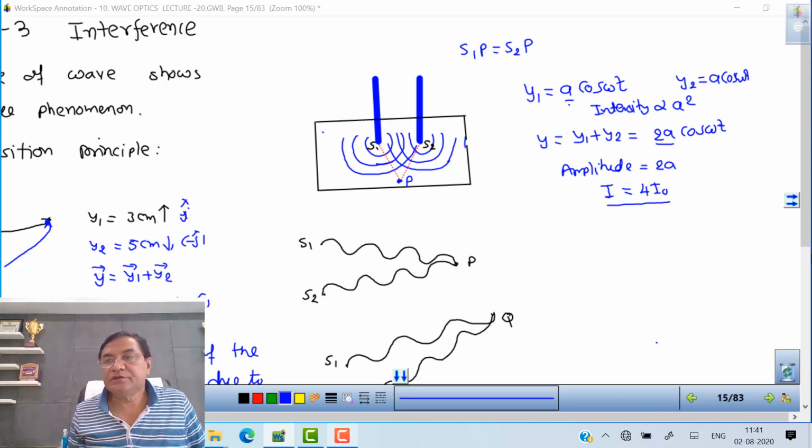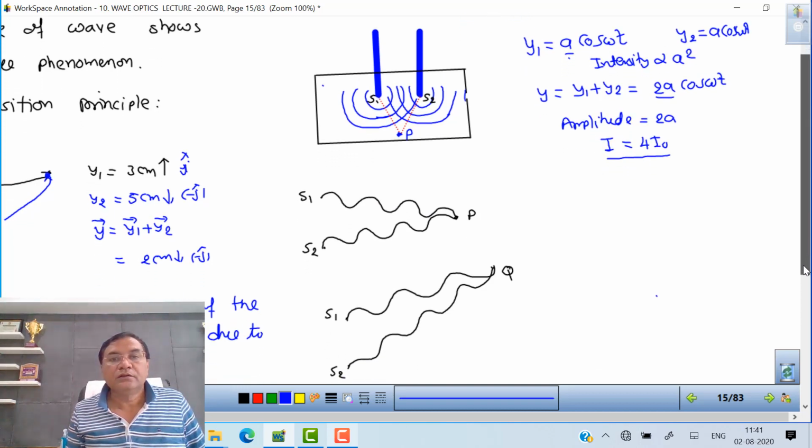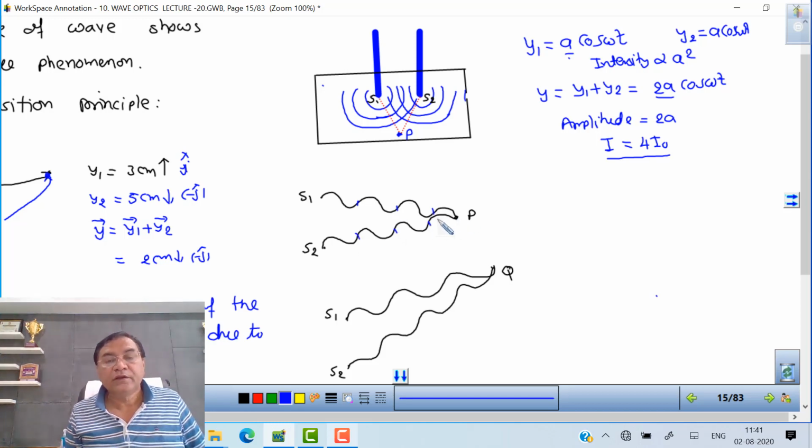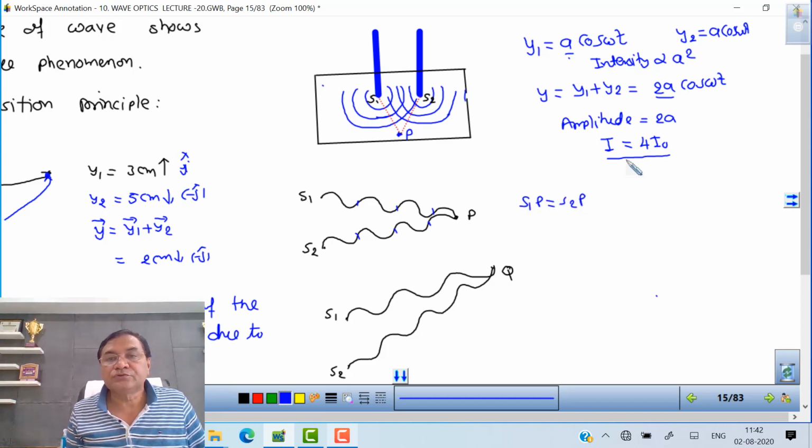Same thing here, you can see here. This S1 and S2 here only, and I have taken P like this. So this wave is generated, 1 wave, 2 wave, 3.5, 1, 2, 3.5. It means the path is the same. So here also S1P is equal to S2P. So this is the same situation actually. Intensity will be 4 times I0.